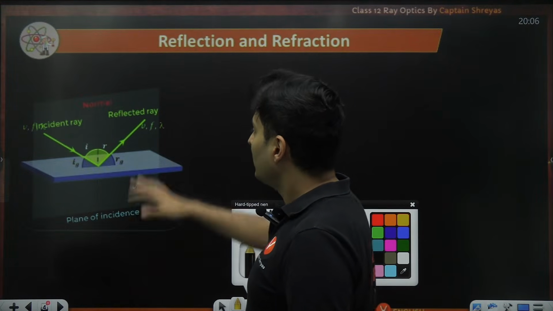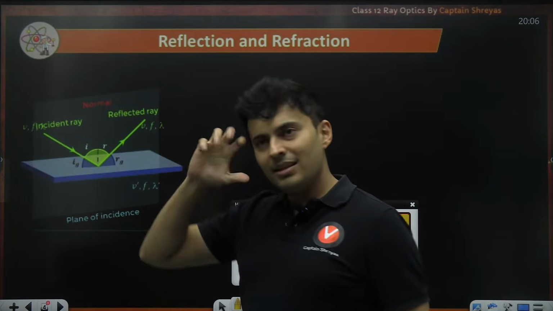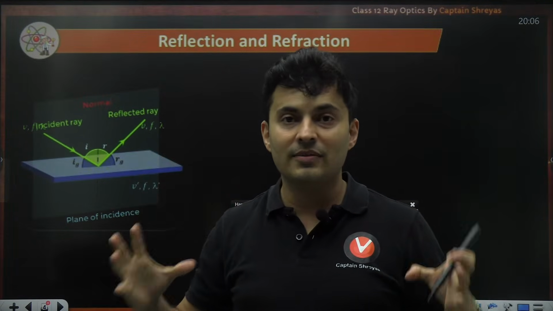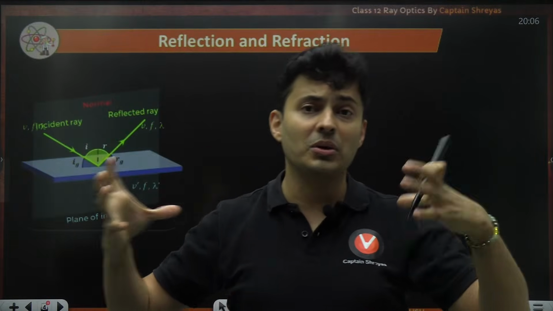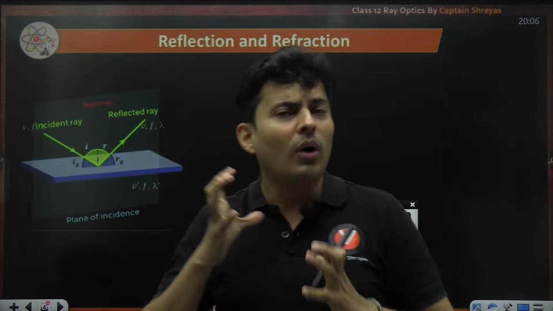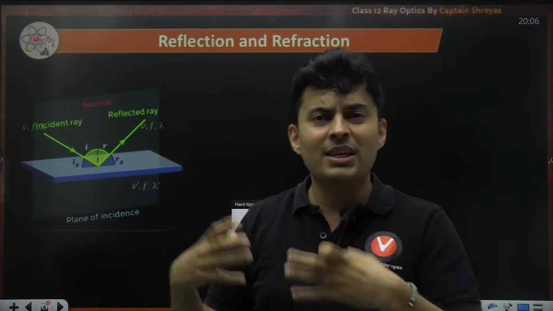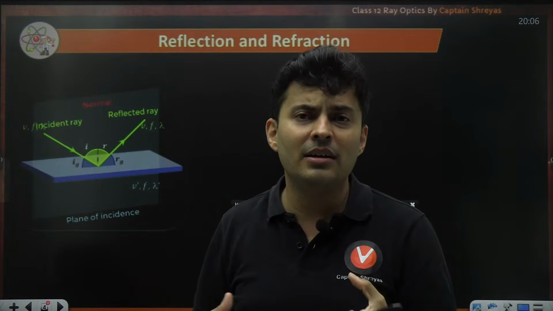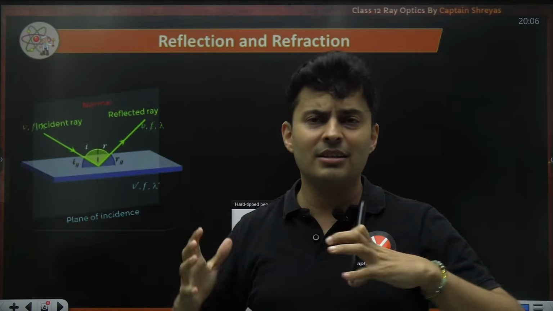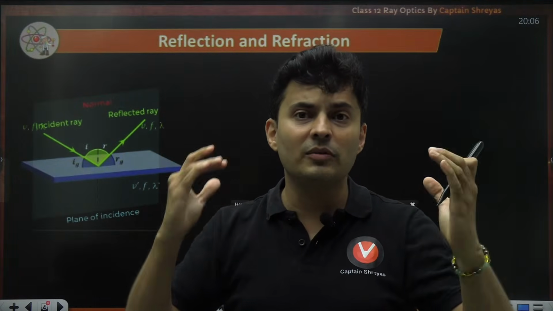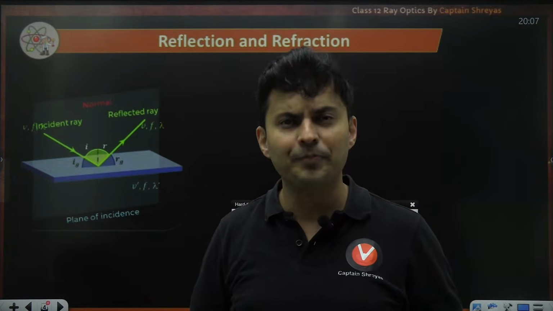Now, in this chapter, the main concept is finding images, locating where the object should be so that the image is formed this way, what kind of image is formed, which kind of lens, which kind of mirror you are using, how much size you will need, what is the radius, what is the size. All these sorts of questions usually come from this chapter.